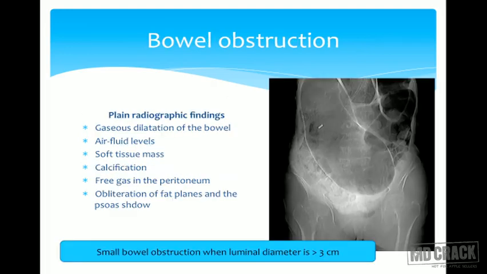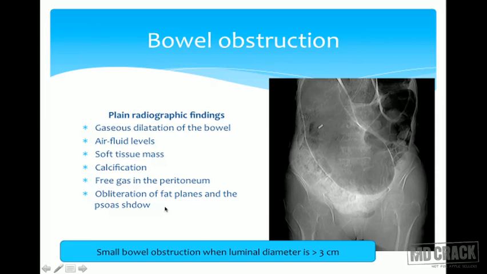So, like we discussed, you have to look for the gas patterns of the large and the small bowel. Sometimes this might be quite difficult to see, or you might see the dilated bowel, but it might be difficult for you to figure out which one is which. So what are the plain radiographic findings of bowel obstruction? One is dilatation of the bowel, air fluid levels, soft tissue mass, calcification, free gas in the peritoneum, and obliteration of fat planes and the psoas shadow.